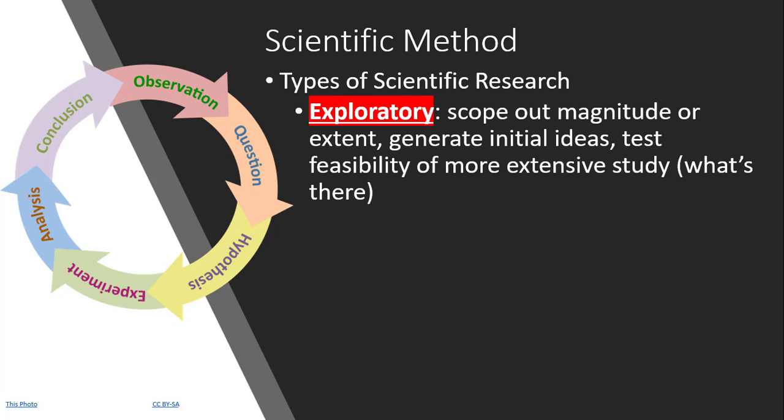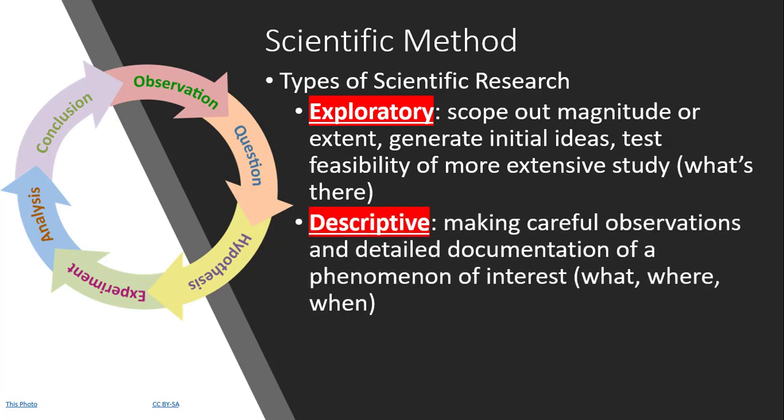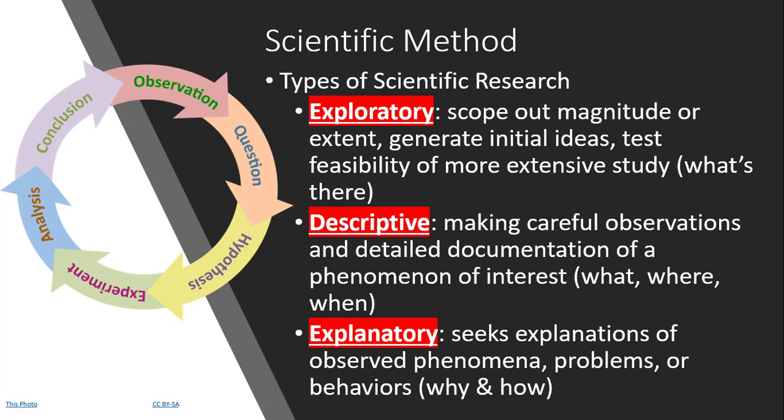Types of scientific research. Your research may be exploratory, it may be descriptive, or it could be explanatory. Exploratory in the sense that you are scoping out to see what is there. What is the magnitude? What is the extent? To help you generate an initial idea of what is feasible within a particular area of study. What is possible? What is out there that is yet to be done? That is when you carry out an exploratory study.